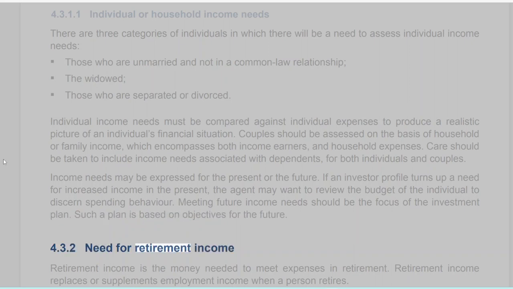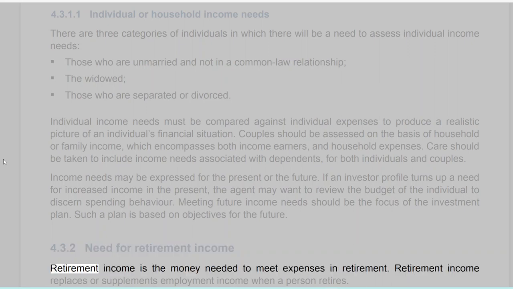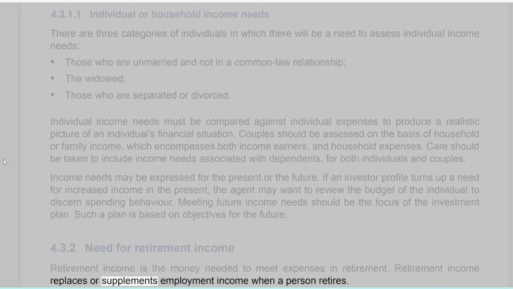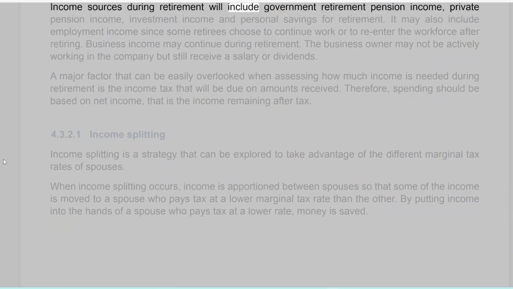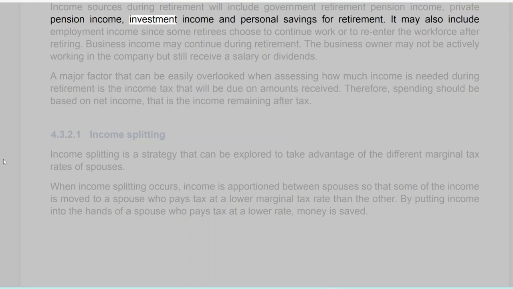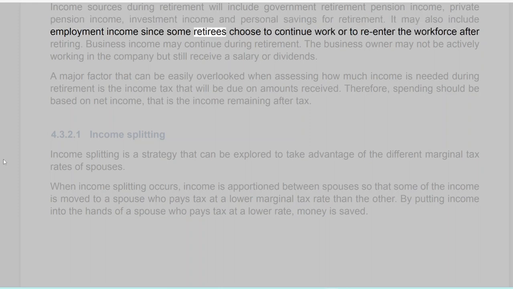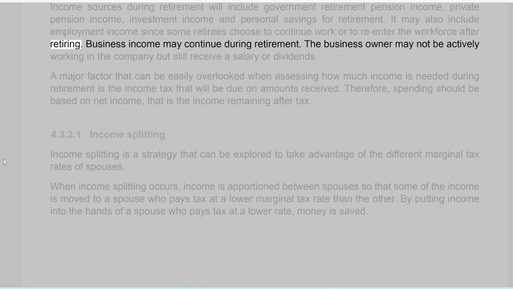4.3.2 Need for retirement income. Retirement income is the money needed to meet expenses in retirement. Retirement income replaces or supplements employment income when a person retires. Income sources during retirement will include government retirement pension income, private pension income, investment income, and personal savings for retirement. It may also include employment income since some retirees choose to continue work or to re-enter the workforce after retiring.